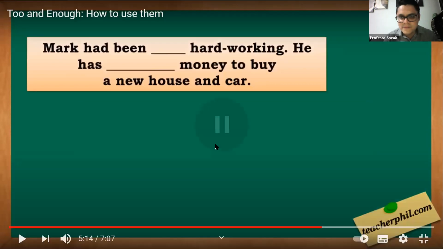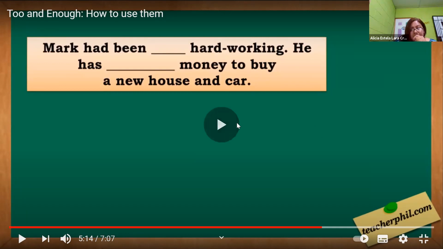The second one, Estelita, continue, please. Mark has been enough hardworking. No. Mark has been too hardworking. He has enough money to buy a new house and car. Can you please repeat, Estelita? I think you changed your mind, right? Okay. Mark has been too hardworking. He has enough money to buy a new house and car.